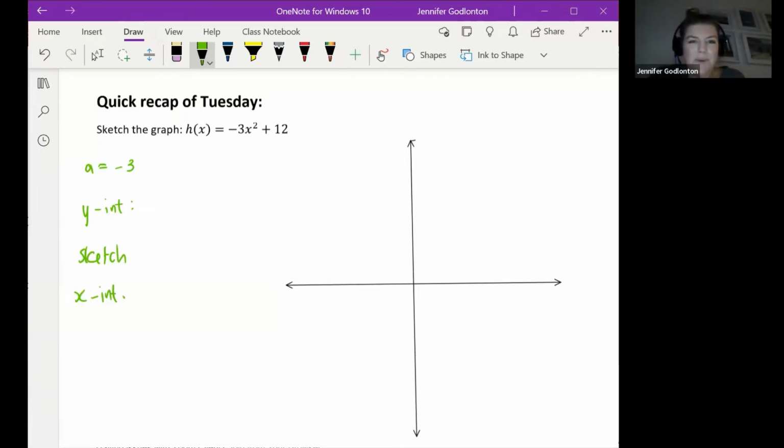It doesn't have to be a beautiful work of art. You can literally sketch it down nice and quick. It's just to make sure that you remember what's going on from Tuesday, and then we're going to jump into today's lesson. Absolutely, Mendiza, it is a sad graph.